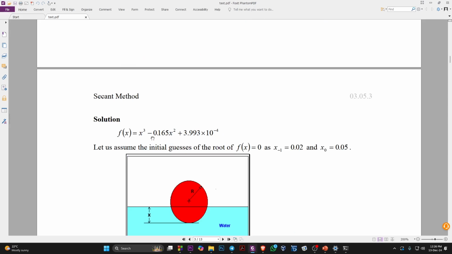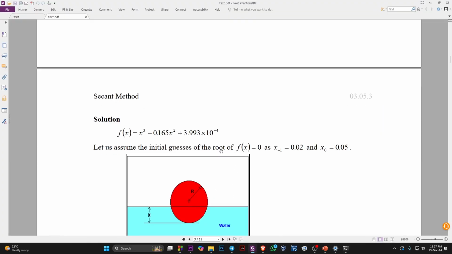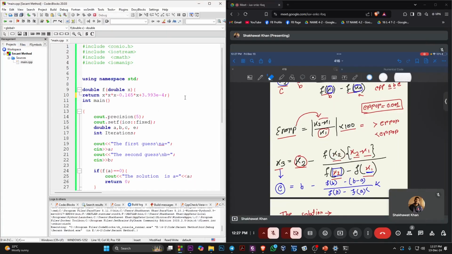so the function used is x cube minus 0.165 x square plus 3.993 times 10 to the power minus 4. I want to use this expression here. Okay, so x cube minus 0.165 into x plus 3.993 e minus 4. Am I okay? Okay, e minus 4, 3.993 e minus 4.